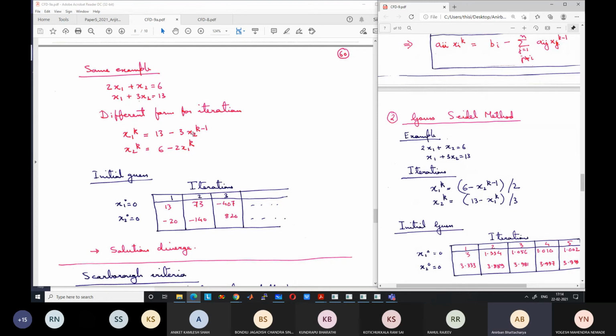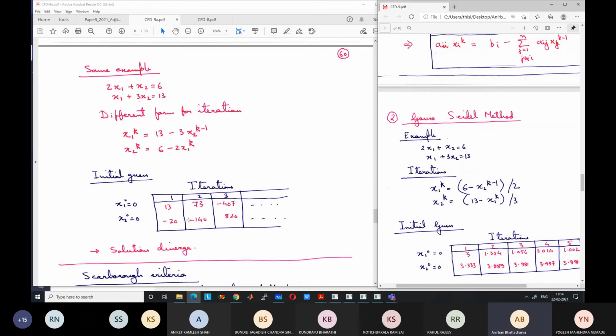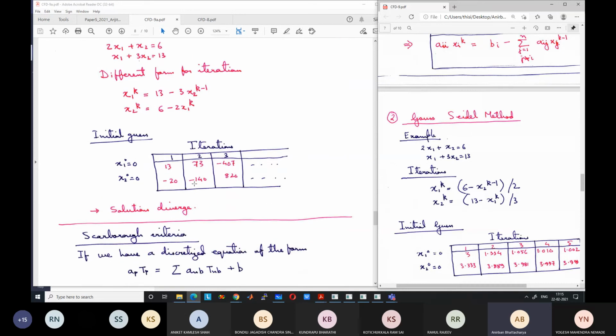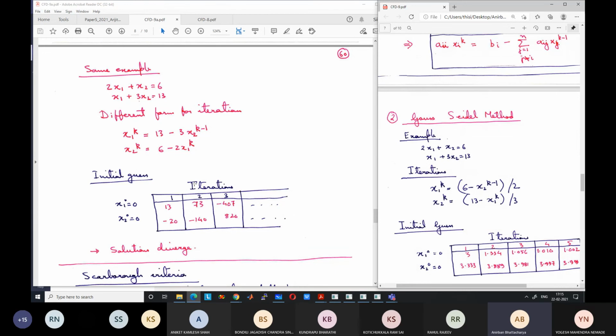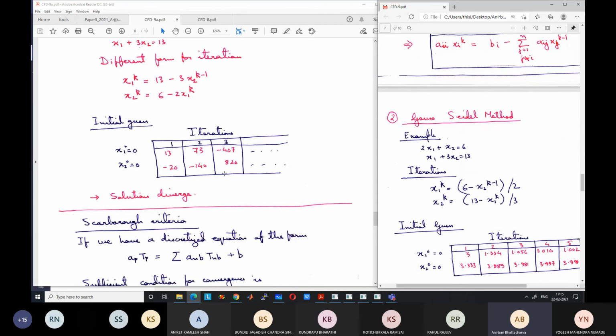Is it clear to everyone what has happened here? I have not stated any criteria for when it will diverge, but luckily for us, there is a criteria. Somebody has already devised mathematically a criteria which gives us an idea about whether a solution will diverge or not. If our equations follow that pattern, we can assure that solutions are not going to diverge. Let us take a look at the criteria. This criteria is known as the Scarborough criteria. Very important in CFD.